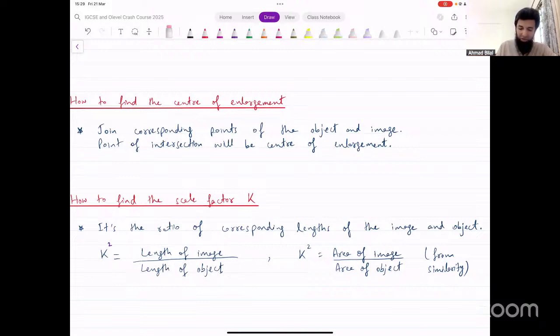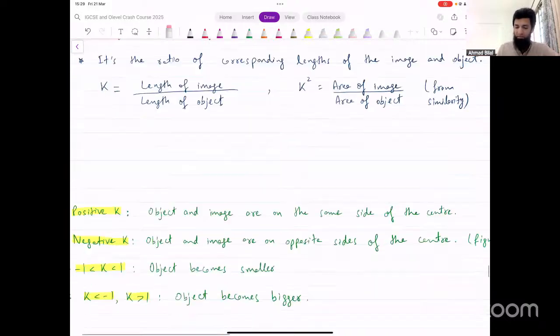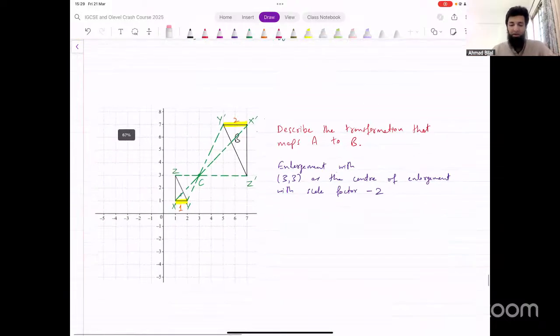So these are two ways of finding the scale factor depending on what information you have. Mostly we use the lengths. Sometimes when they have areas given in the question and they want you to find the scale factor, then you use this idea that k squared is the area of the image divided by the area of the original object. Okay. Image is the transformed figure. Okay. So that's how enlargement works.